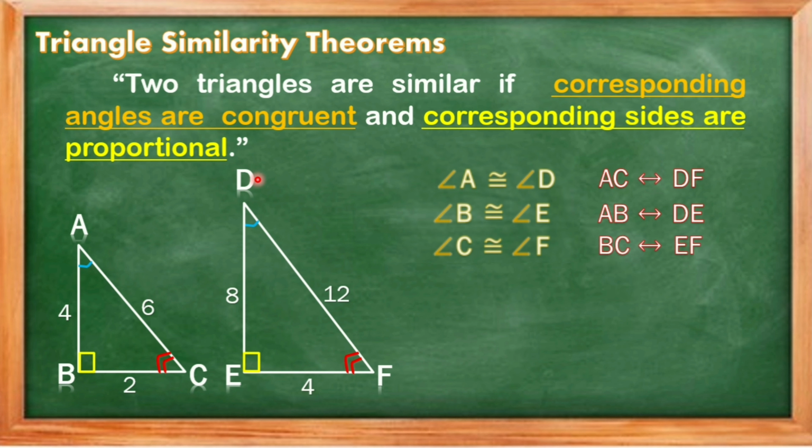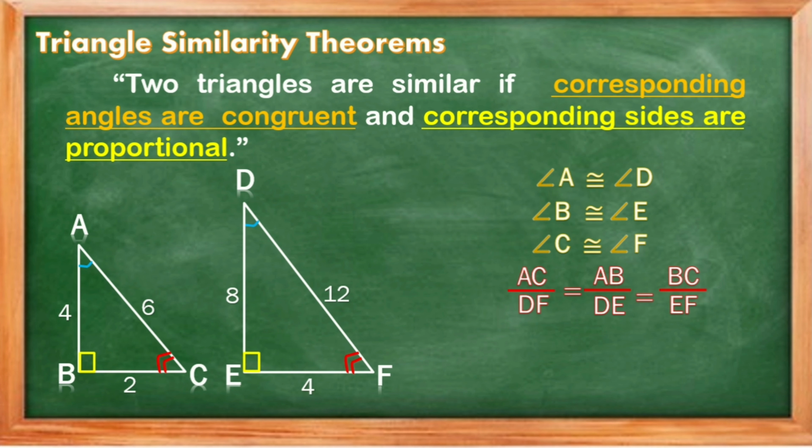Now, sabi dito sa ating definition, corresponding sides are proportional. Pero bago mangyari yun, we need to transform this into ratio form. Kaya magiging ganito siya. Okay, so meron na tayong ratio. At kapag sinabi natin proportional, it is an equation or equality of two or more ratios. Kaya ito ang mangyayari dyan. So pwede natin i-equate yung first ratio sa second ratio at sa third ratio.